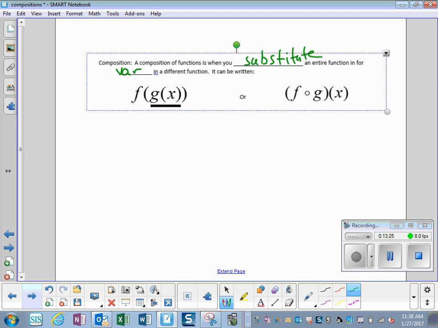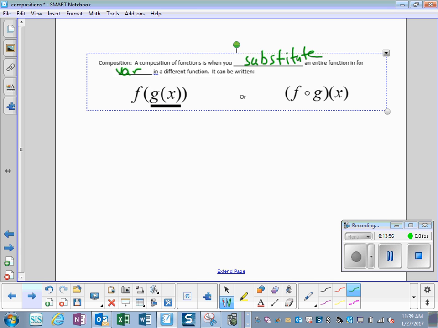So we can have f of g of x. It can also be written in this notation, very similar to the multiplication, but notice that this circle is not shaded anymore, it's empty. So this is a different operation. This is composition versus multiplication. Be aware of this, right? This is not multiply, this is now composition. Substitute. Variable.